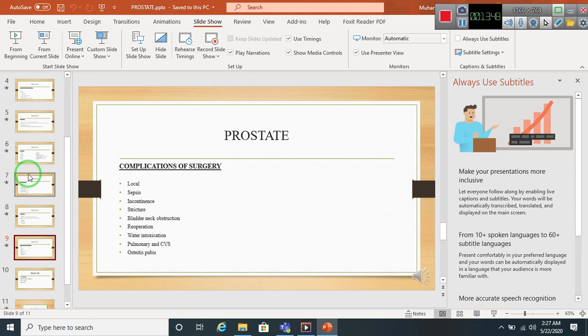Osteitis pubis. Osteitis pubis is caused by the needle of the anesthesia when giving the lumbar anesthesia. If it touches the pubic bone, then it may cause osteitis pubis, that is inflammation of the pubic bone. That corrects itself, it is a self-limiting disease, but it takes a longer time.